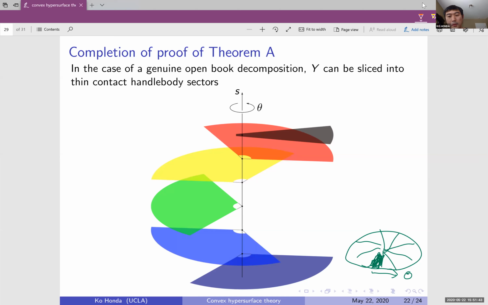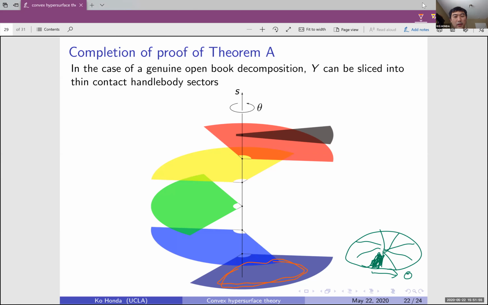The dynamics is doing the following thing. The flow is coming in from the bottom. And if it enters this handle body, like most of this, then it gets sucked in. So you're happy. But then suppose it's on the boundary. It goes around this.